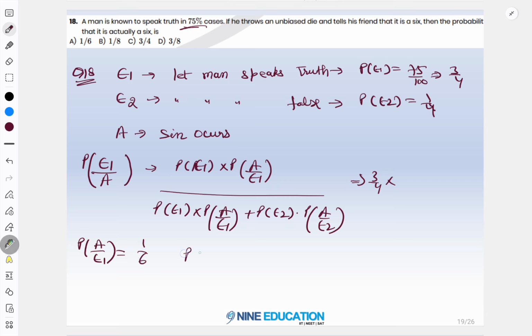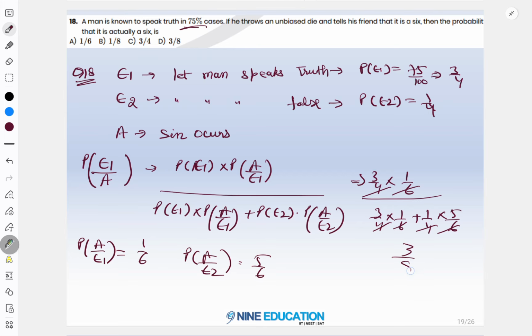And what is the probability to actually get a 6 from a die? That is 1 by 6. And what is the probability to get not a 6? That is 5 by 6. So 3 by 4 into 1 by 6, divided by 3 by 4 into 1 by 6 plus 1 by 4 into 5 by 6. That's it. So this gets cancelled. That is 3 by 8. Hence option number D is correct.